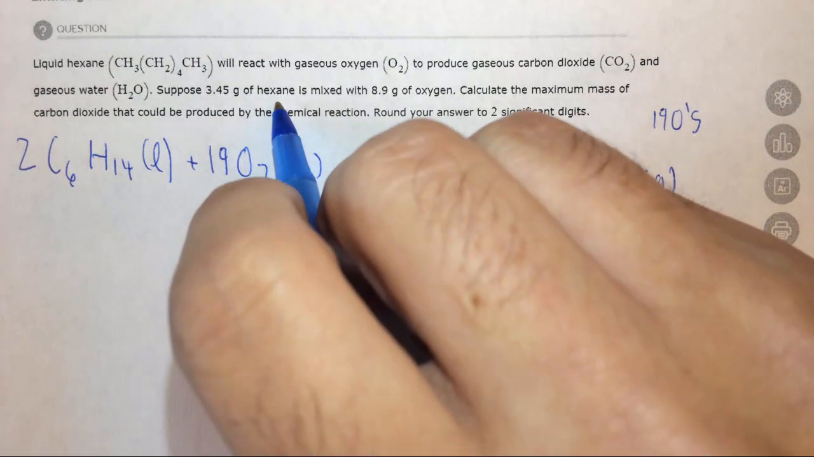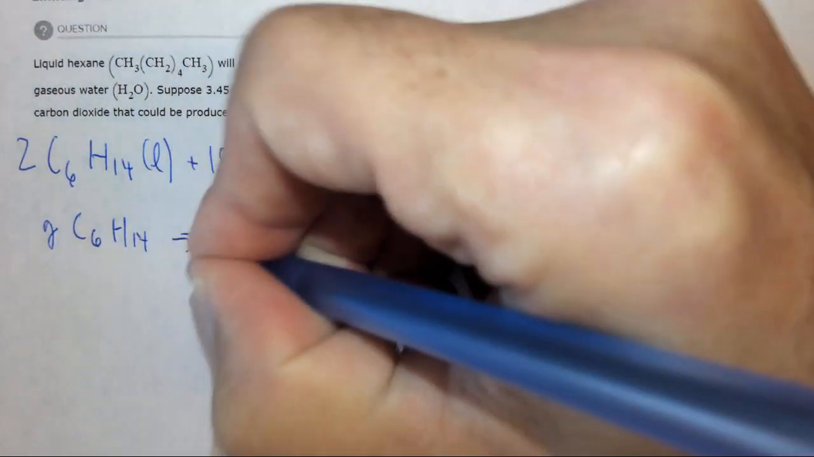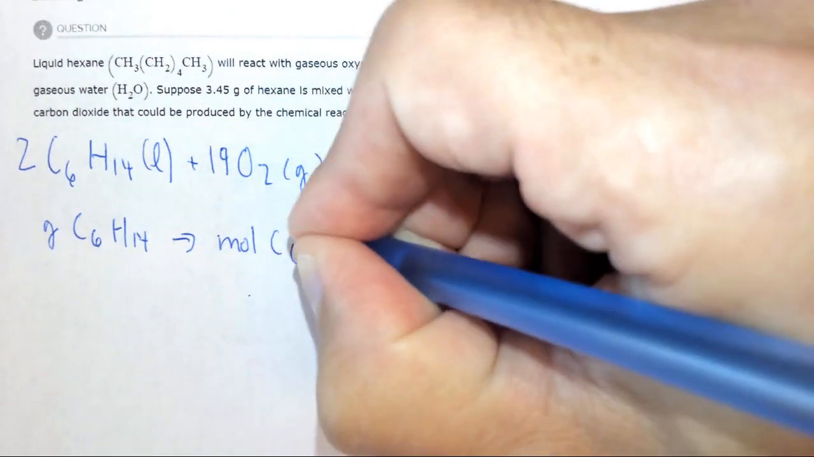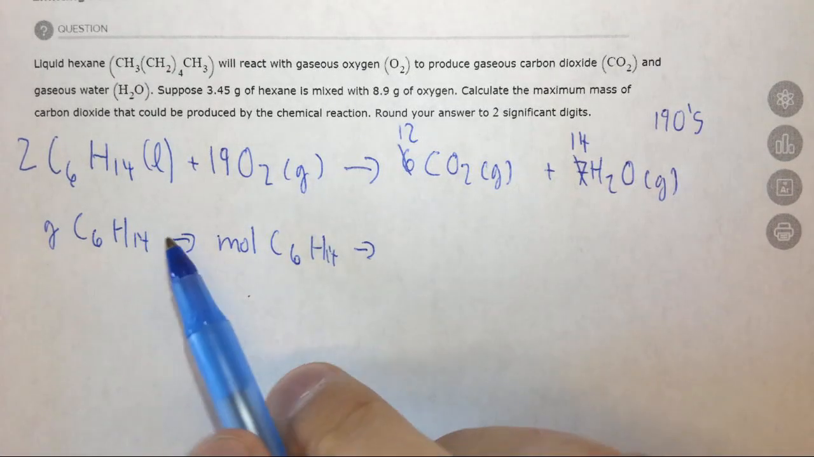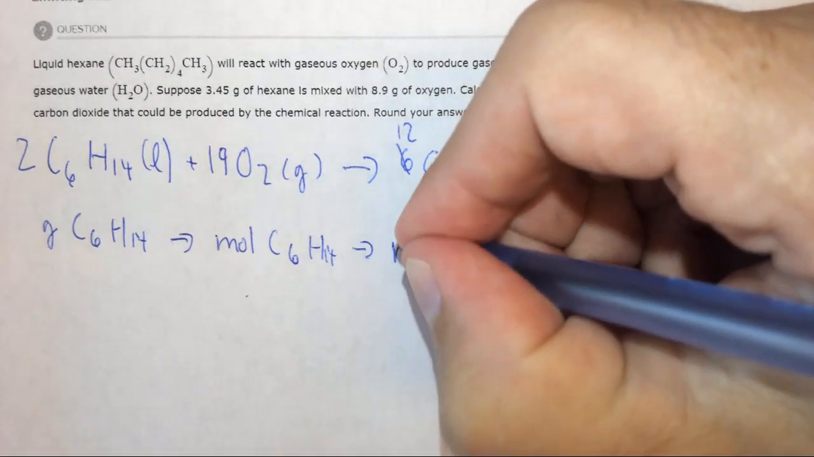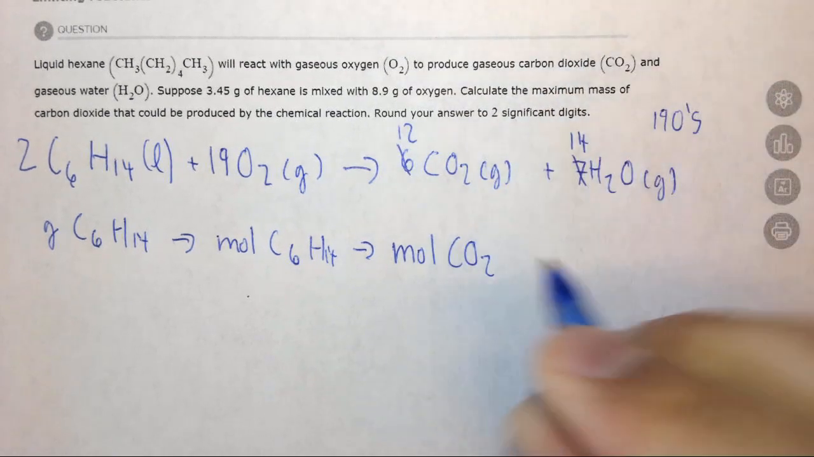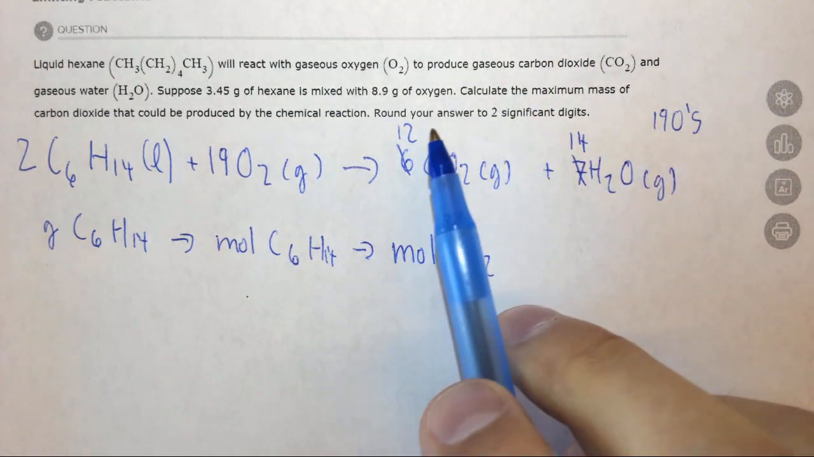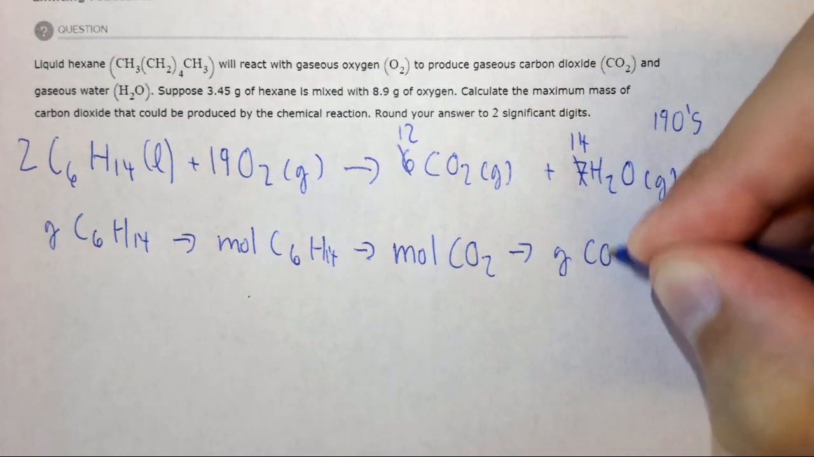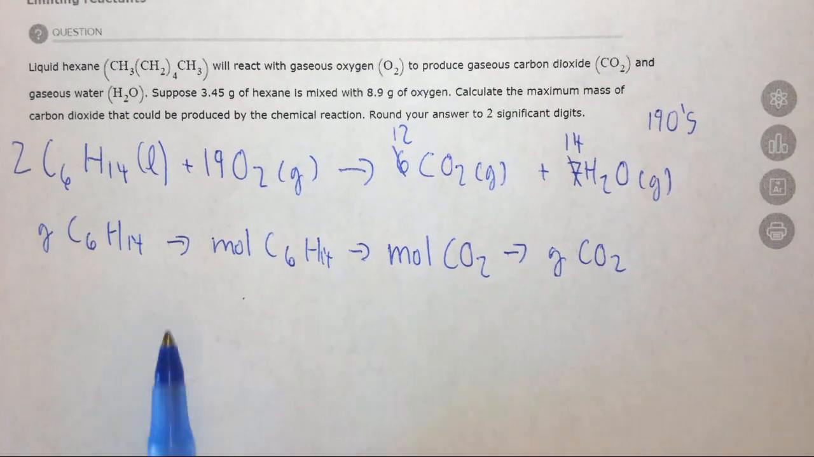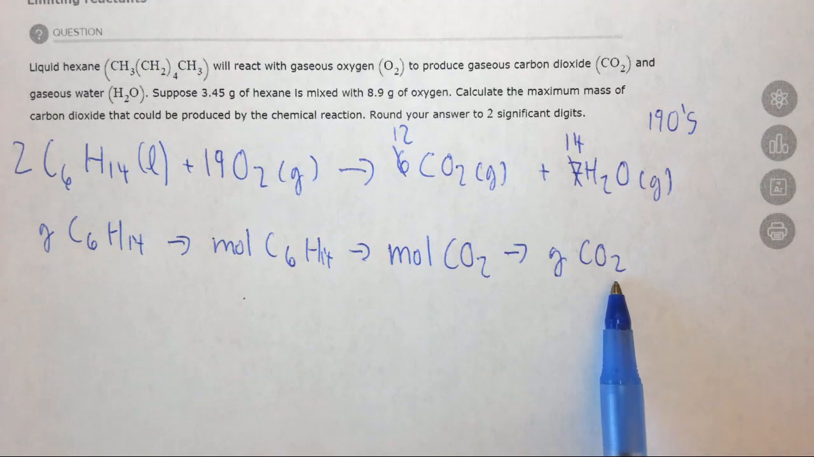Let's start with hexane. So here we want to go from grams of C6H14 to moles of C6H14. Then once we have moles of hexane, we want to go to moles of carbon dioxide. And the reason we choose carbon dioxide is because the problem asks us how much carbon dioxide we can make. And then finally to grams of carbon dioxide. So grams to moles to moles to grams. You probably are starting to get familiar with this.